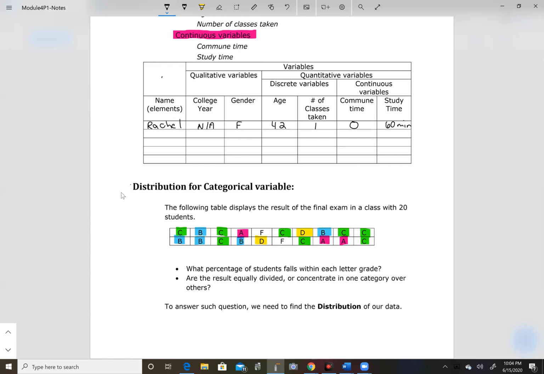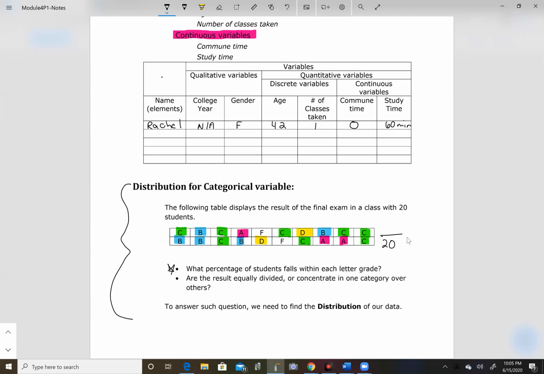Okay, so we're just doing a little bit of review on percentages. So here it says in this distribution of categorical variables, since we can't assign a number to them, the way we describe them in a distribution is by using percentages. So what percent of students fall within each letter grade? The first thing we need to remember about percents is percents are taken out of a whole. Our whole is how many students there are total. So that's 1, 2, 3, up to 20. So we have 20 students. That's going to be the denominator that we use to find all of our percentages.